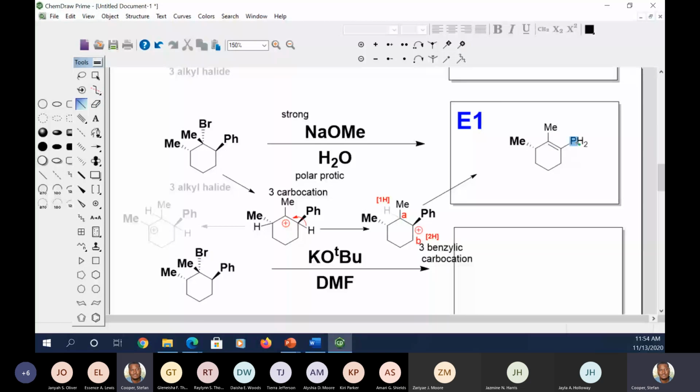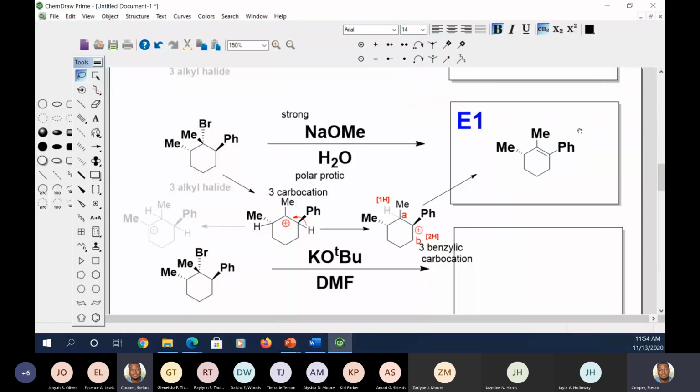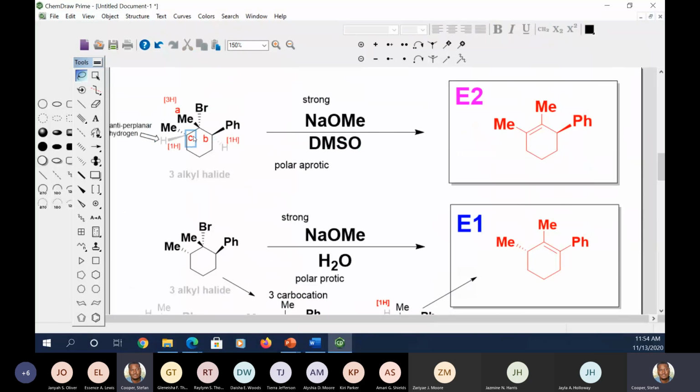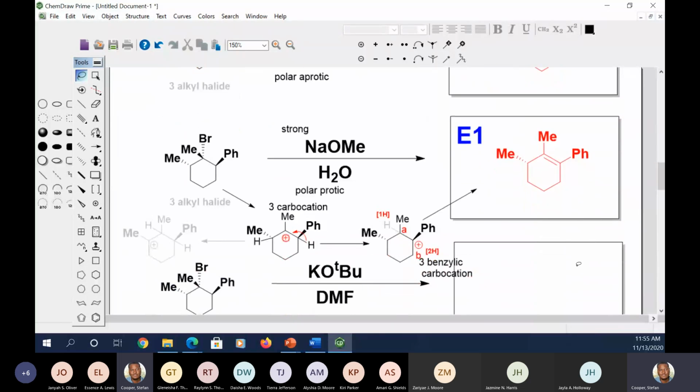I have a phenyl group here. Okay, and so I get this compound now as the product from that reaction. All right, so we look up top, I formed a double bond on the methyl side under my E2 conditions. On the E1, I formed a double bond on the phenyl side because of a rearrangement that occurs.